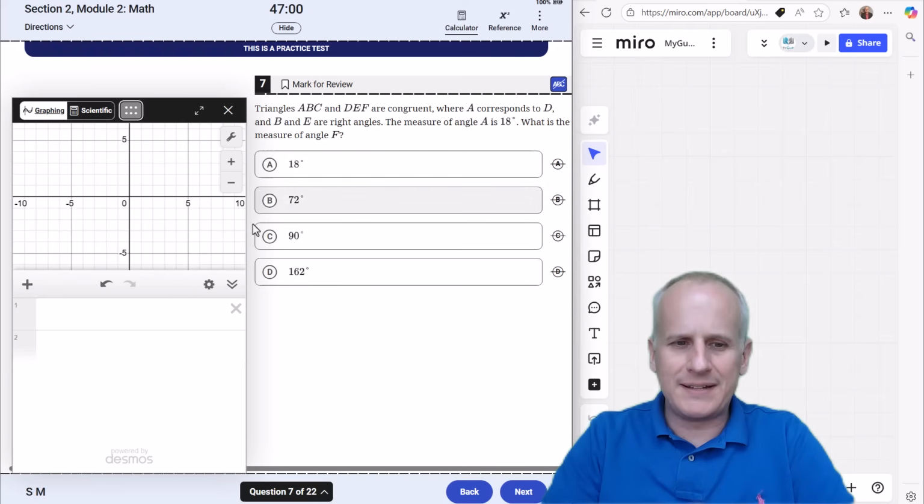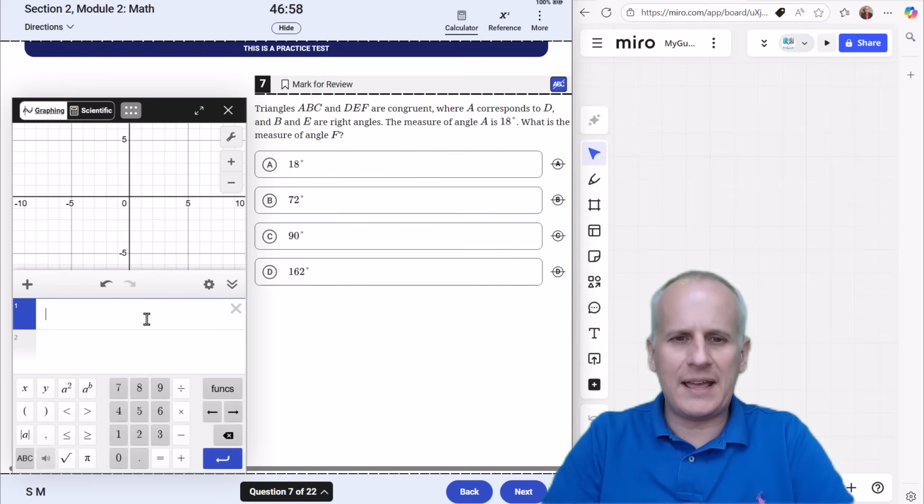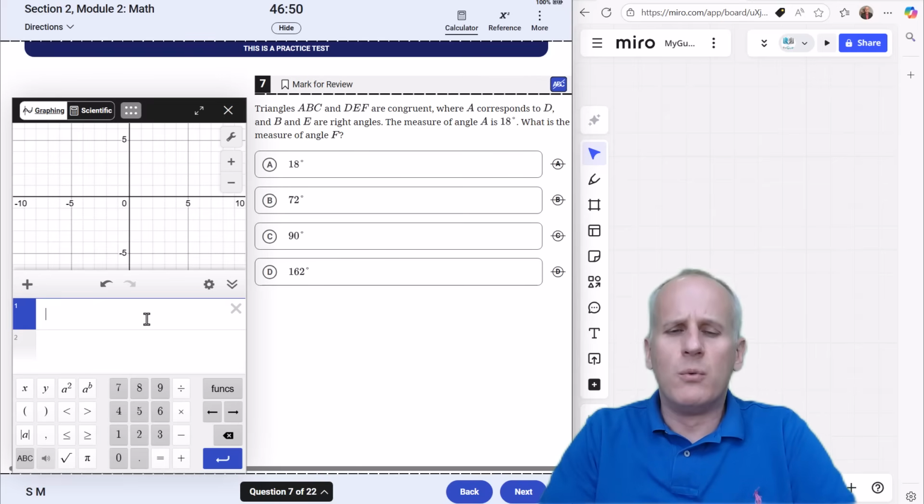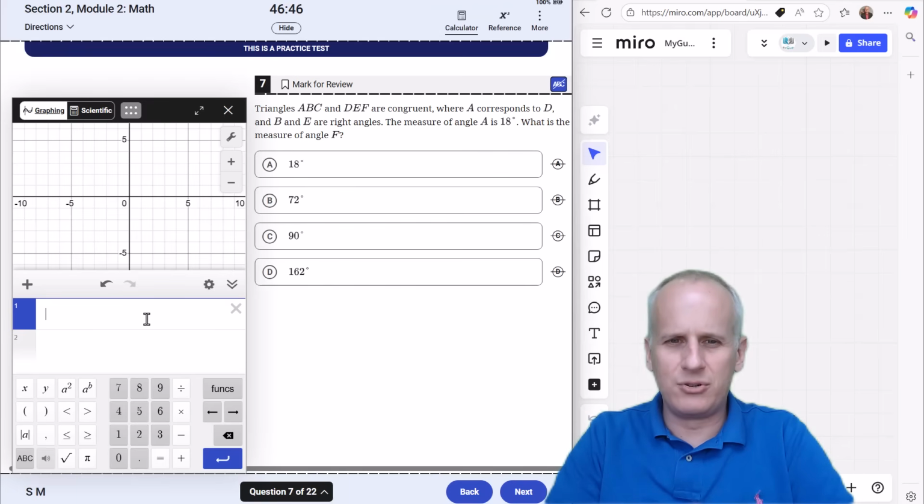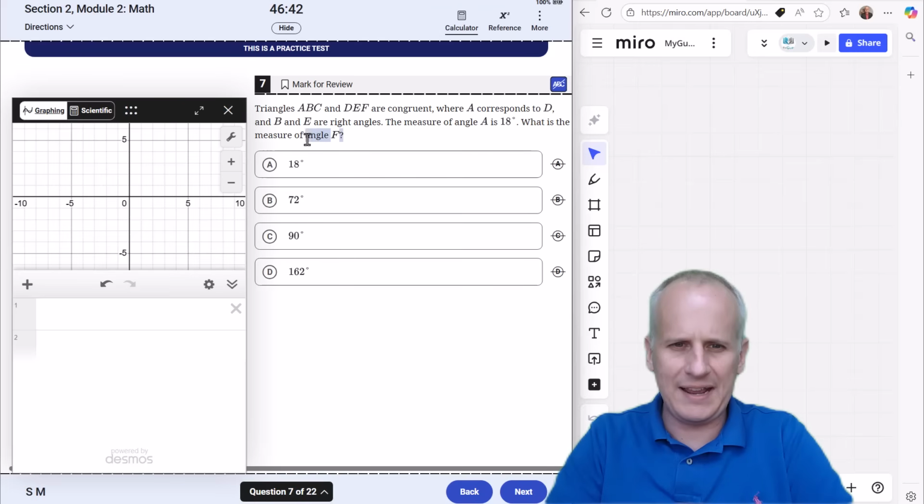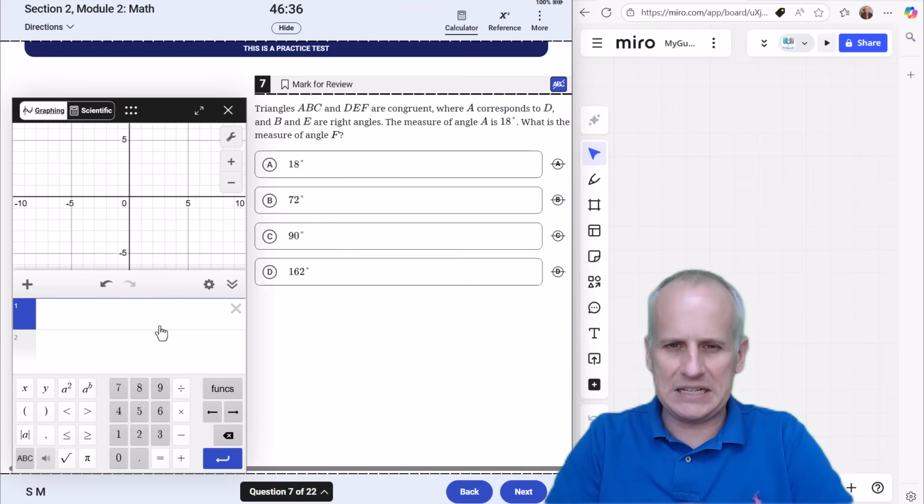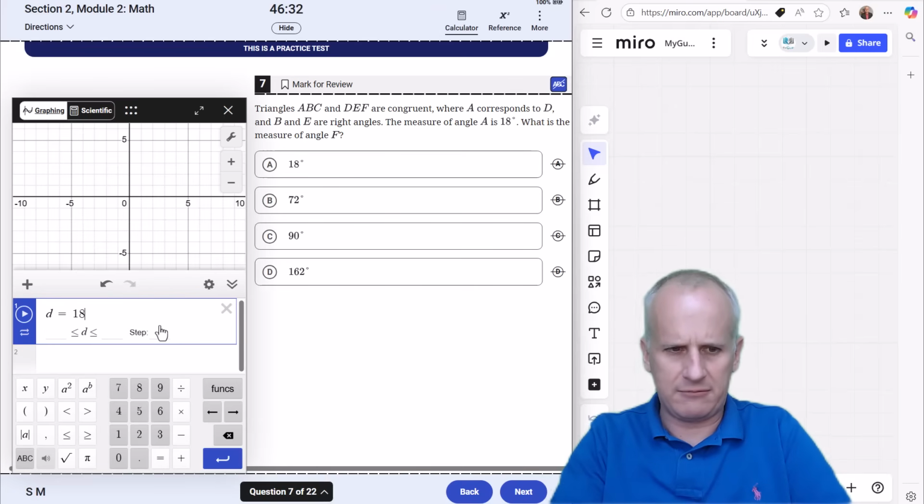Well, if A corresponds to D, that means that in triangle D, and because the two triangles are said to be congruent, congruent just means the same in geometry language, basically. So we're going to set this up so that we know the sum of the degree measurements for triangle DEF. When we're trying to search for angle F here, it is going to be D plus E plus F. And so if angle A is equal to 18, so too is angle D. So we know D is equal to 18.